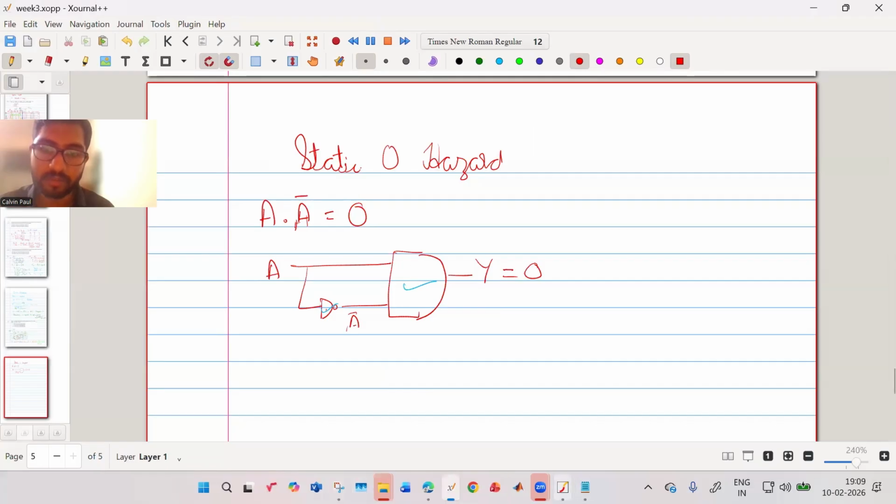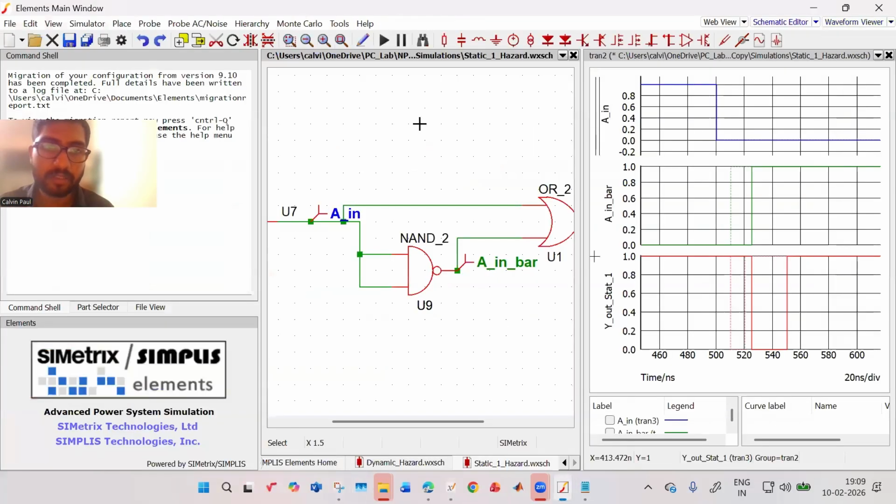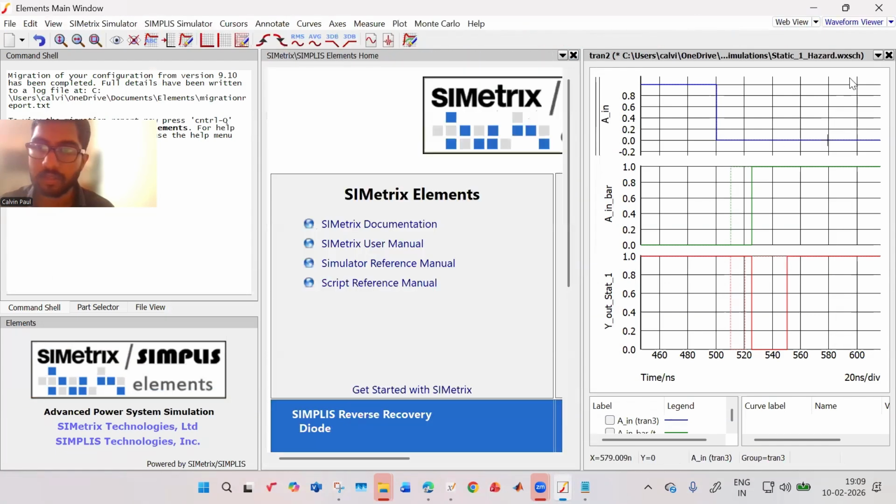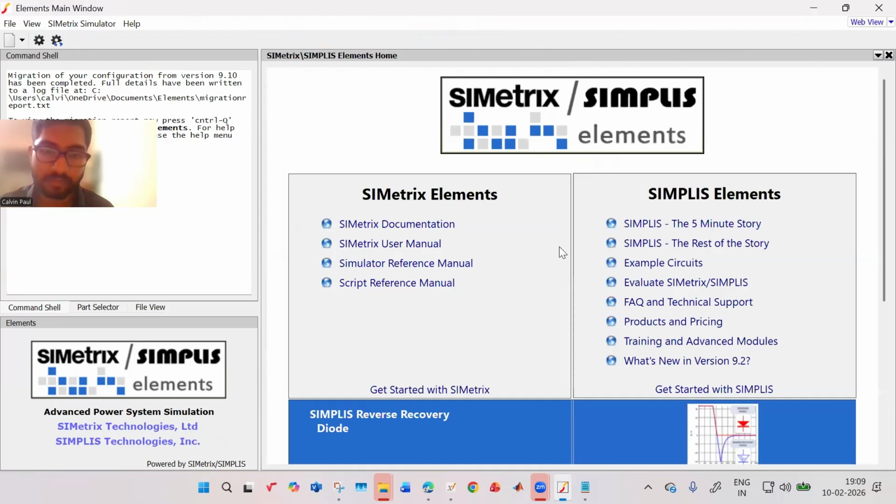Close it. Static 1 hazard. Let's see, it's just.